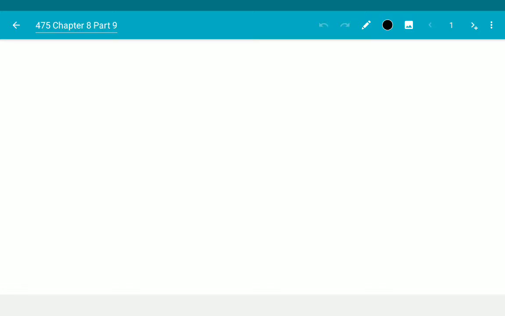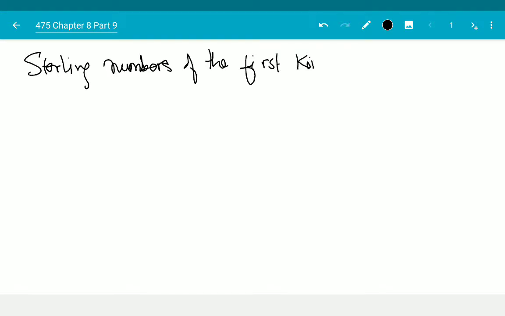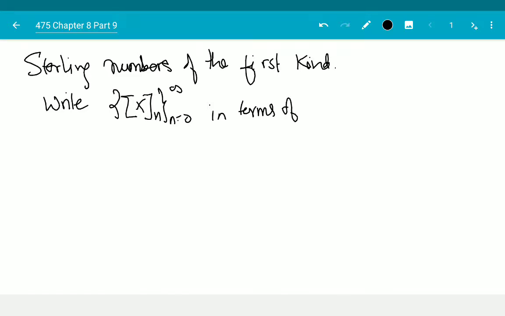Now that we have seen properties of Stirling numbers of the second kind, let us look at Stirling numbers of the first kind. Okay, so write the sequence x^k, or x^n, n equal to 0 to infinity, in terms of the falling factorials x_n, n equal to 0 to infinity.